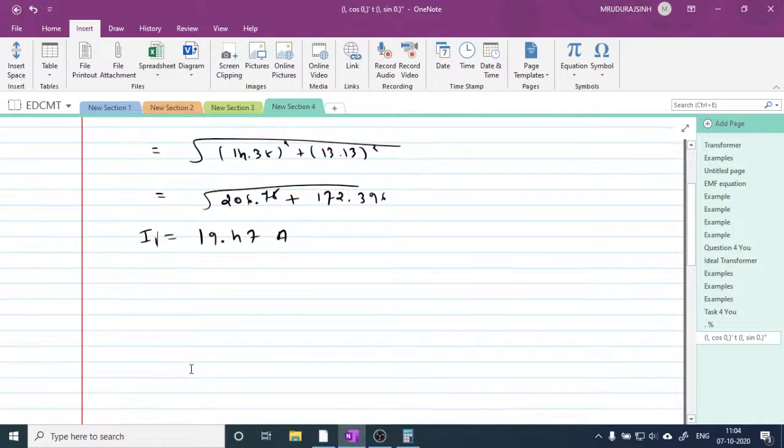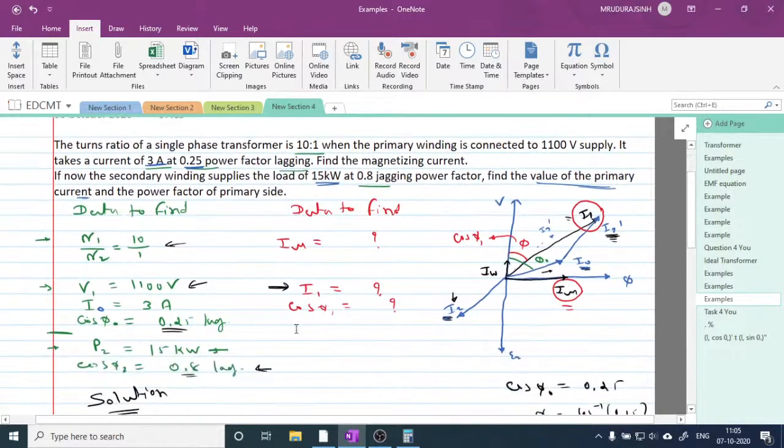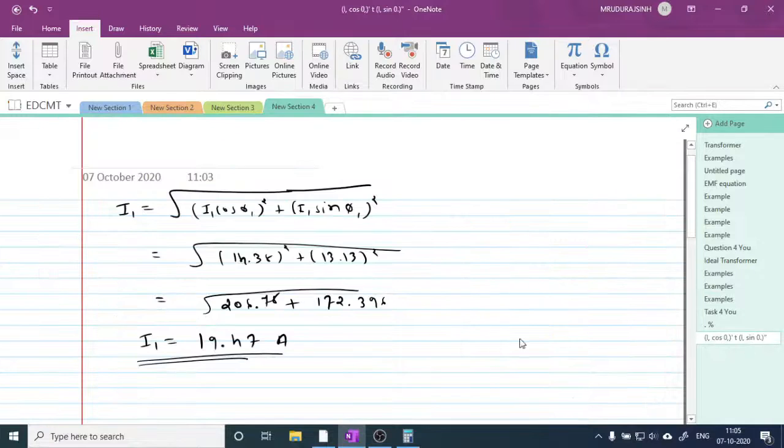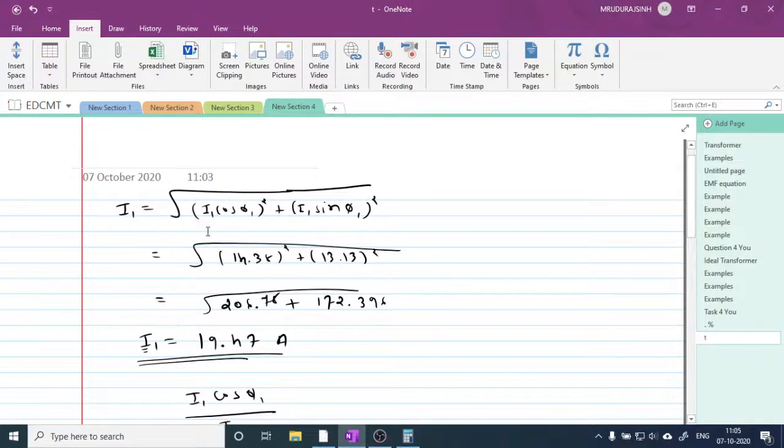So now we have got I1, our second finding, and the third thing which we need to find is cos phi 1. So this angle phi, from that we need to find cos phi 1. It's just a slip of tongue, please forgive me. How can we find that? We'll take a ratio, I1 cos phi 1 divided by I1, because now we know I1 and we previously knew I1 cos phi 1, which is 14.38.